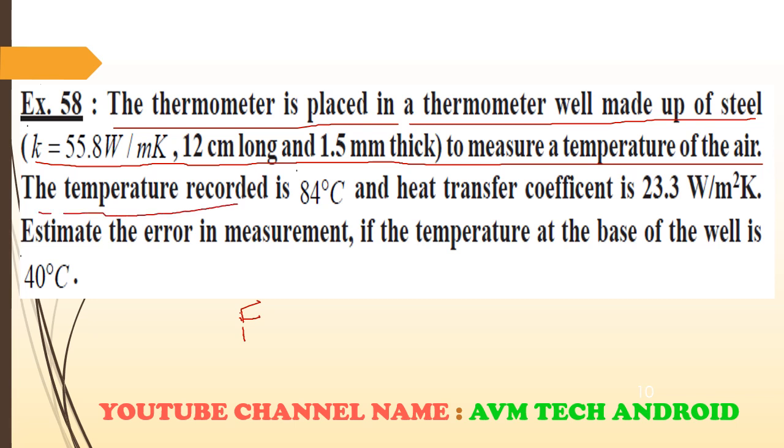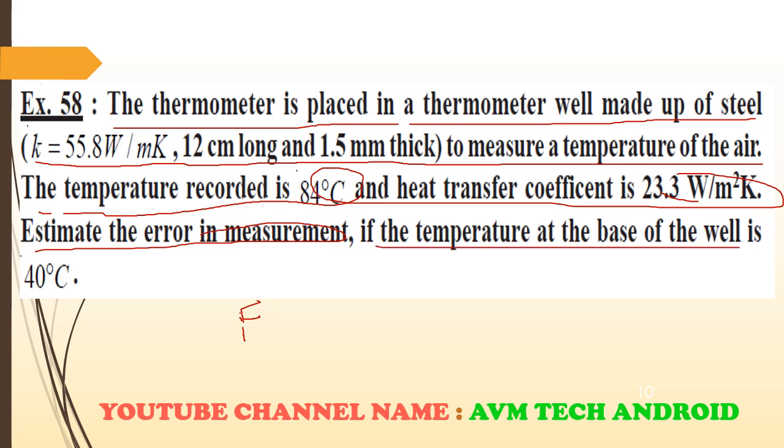The temperature recorded is 84 degrees Celsius. The heat transfer coefficient is 23.3 watt per meter square Kelvin. Estimate the error in the measurement if the temperature at the base of the well is 40 degrees Celsius. Means here the air is flowing through the pipeline and we have to measure the temperature. The temperature recorded here is 84 degrees Celsius. We have to find out what is the error in the temperature measurement.